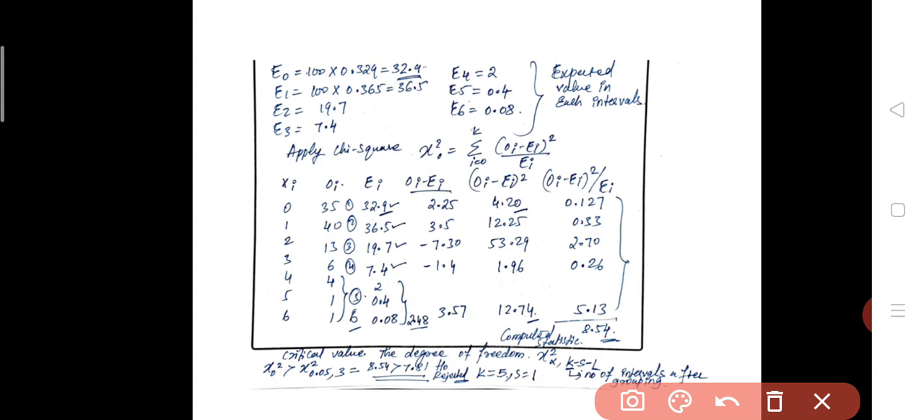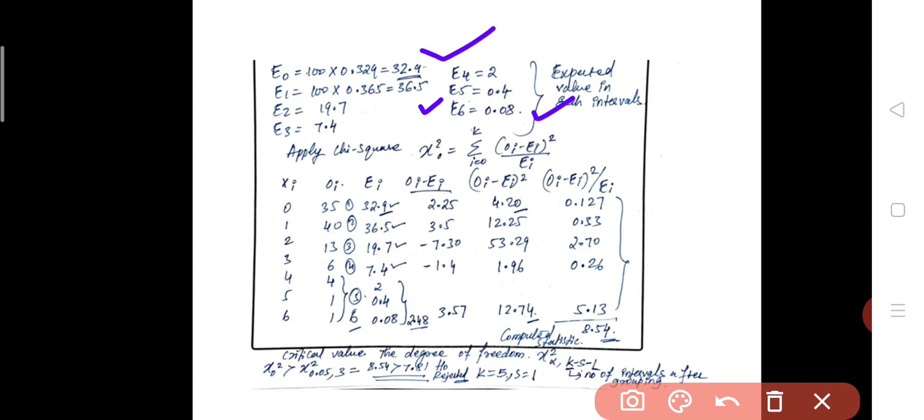So we will obtain 32.9, which is the expected frequency in the first interval, 36.5 is the expected frequency in the second interval, and so on. The last interval has an expected frequency of 0.08.